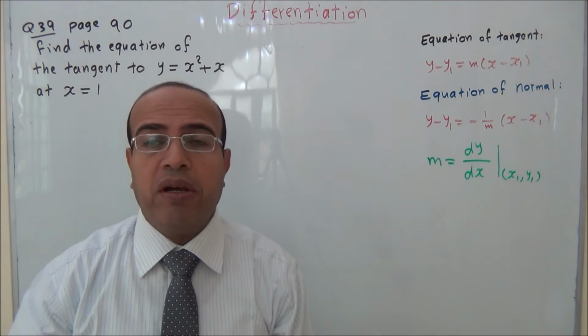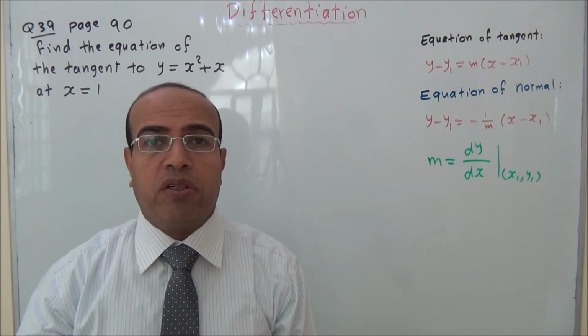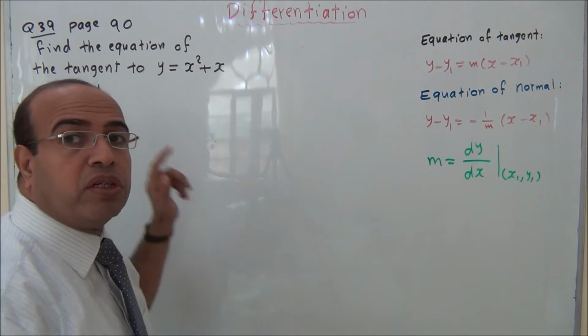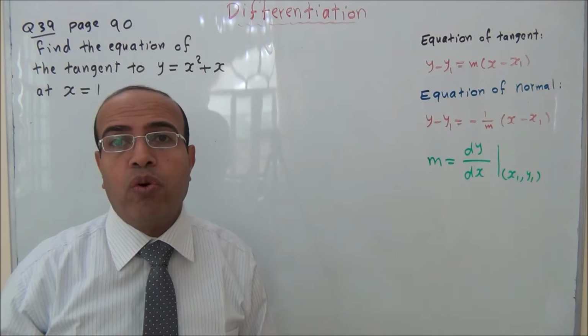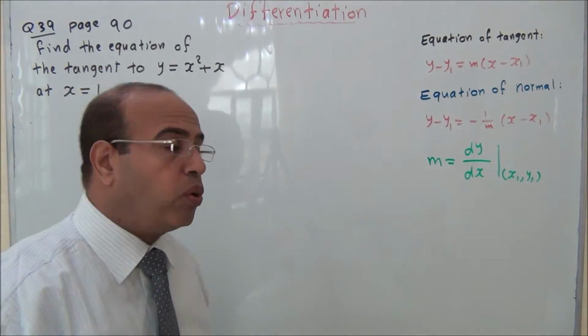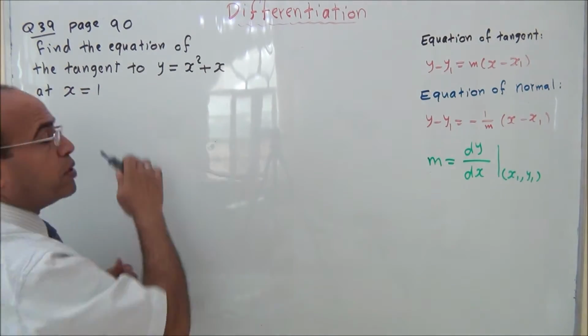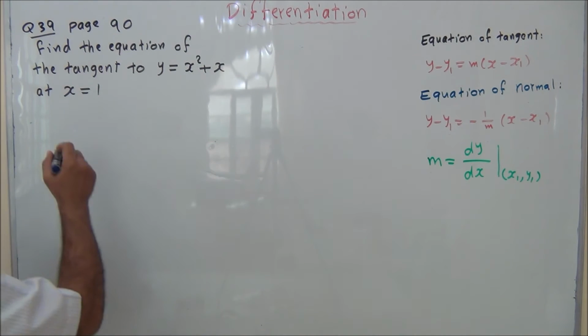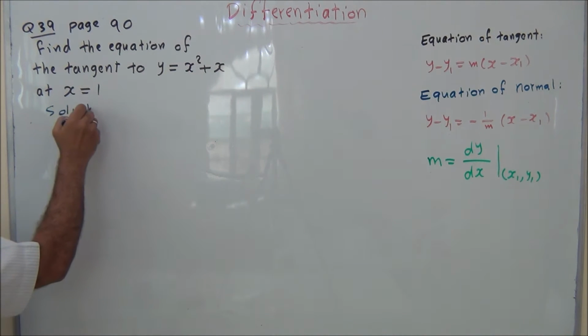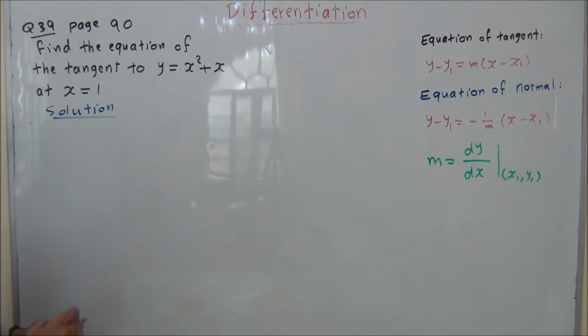What is the problem here? We don't have the coordinates of the point, we just have the x coordinate. So we need to get the y coordinate. How to get the y coordinate? Just replace x by 1 in the equation of the curve. So the solution starts from this point.